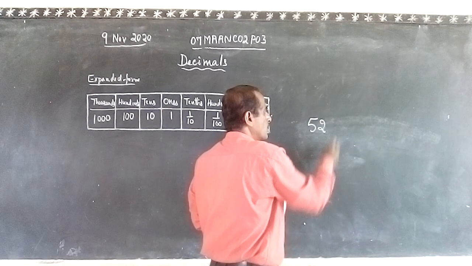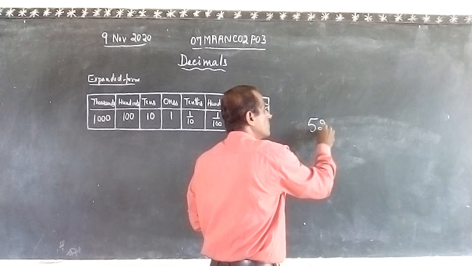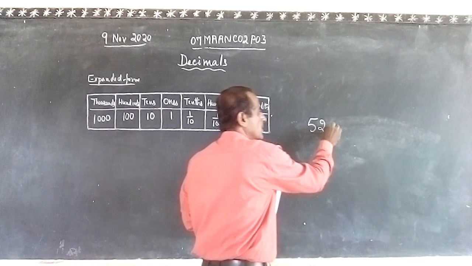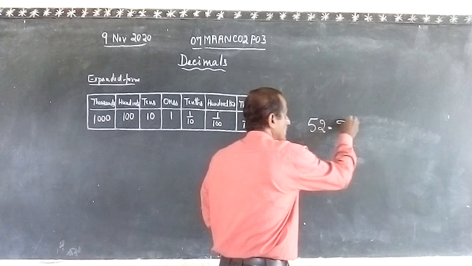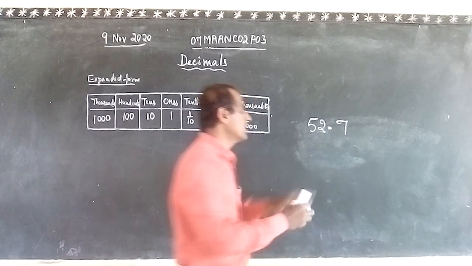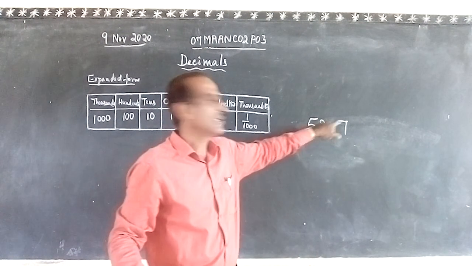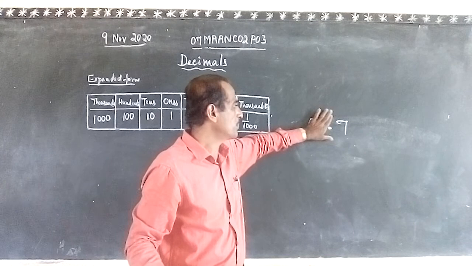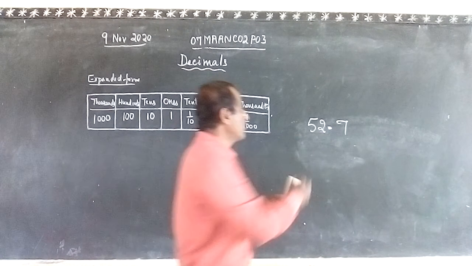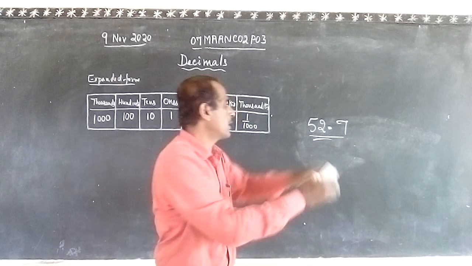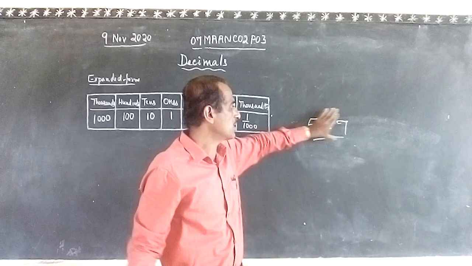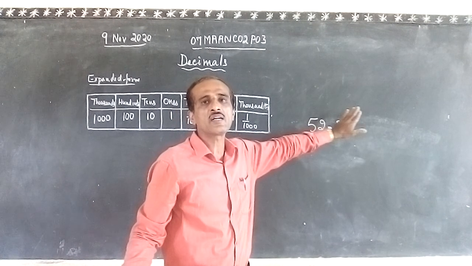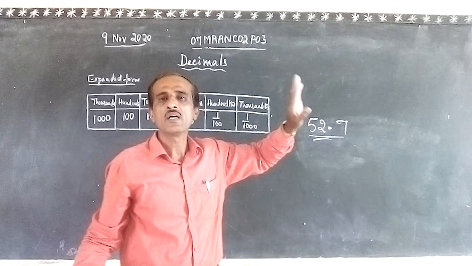Take 52, then this is the units place and this is the tens place. If you put a point there, then it becomes, say, 7 or 2, whatever may be. After the point, if you write a number, this part of the given number is called the decimal part. After the decimal point, the numbers are called the decimal part of the number.